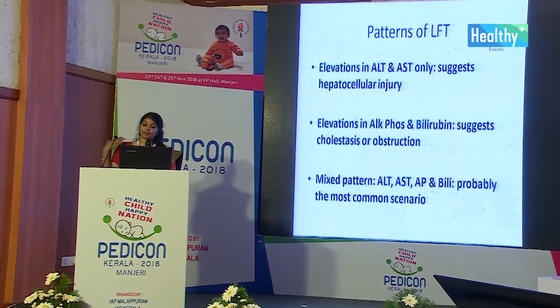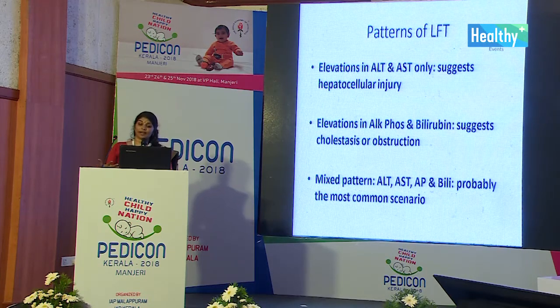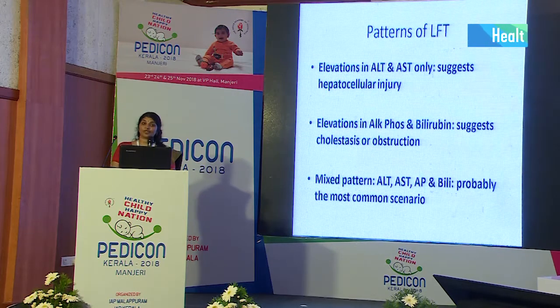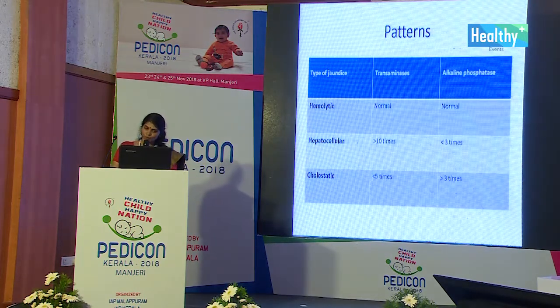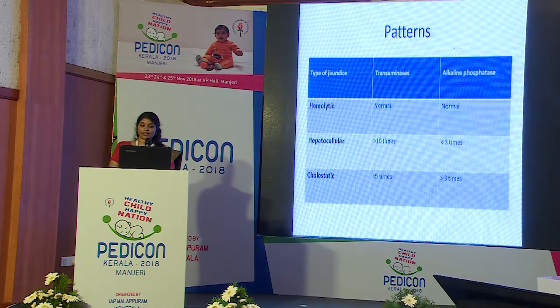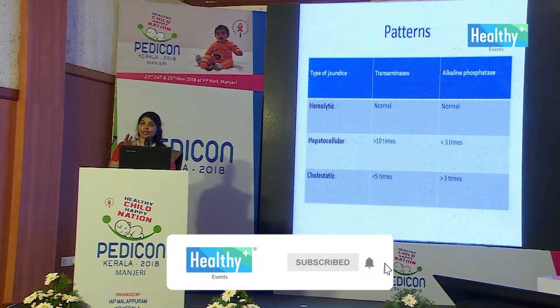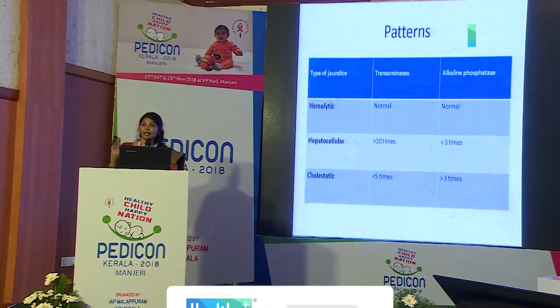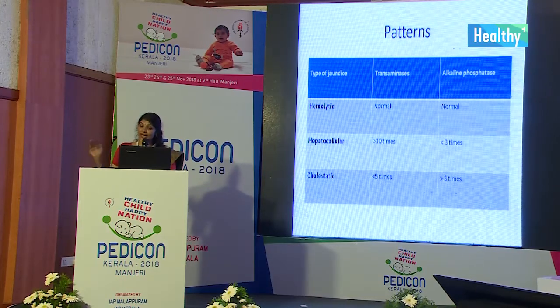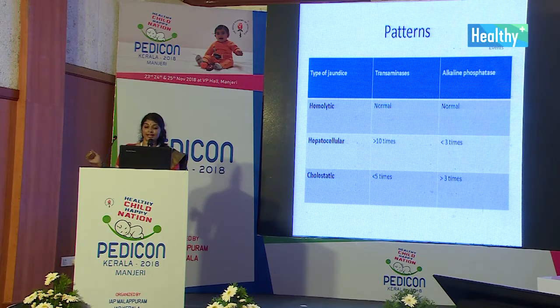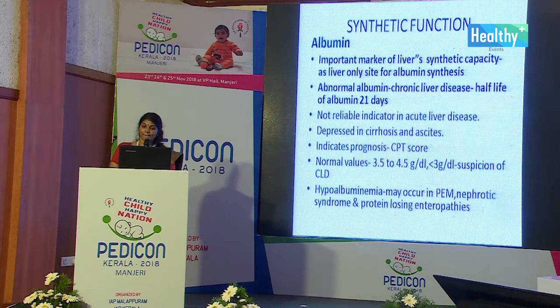a mixed pattern, that is both AST, ALT as well as bilirubin and alkaline phosphatase may be elevated. That's a mixed pattern, which is mostly the common scenario, and we have to interpret from that. So, in hemolytic, the transaminases are normal, the alkaline phosphatase is normal. In hepatocellular, the transaminases are very highly elevated. Alkaline phosphatase is elevated but not as much as transaminases. In cholestatic, the transaminases are elevated, but the marked elevation is usually in alkaline phosphatase.